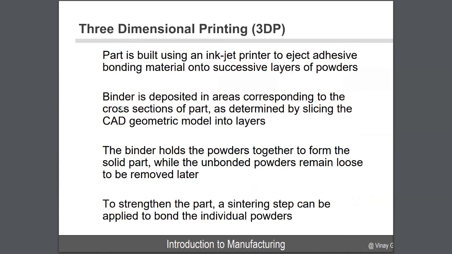There's another approach called three-dimensional printing, or 3DP. Here, what you're looking at is you're making a part and it's built using an inkjet printer, similar to what we discussed before. What it does is eject bonding material onto successive layers of powder. And that bonding material is causing the powders to fuse together. This binder is deposited in areas corresponding to the cross sections of the part, and is determined by slicing the CAD geometric model into layers. In this case, the binder holds the powders together, like I said before, it forms that part. And then the parts where you don't have the bond applied, which we call unbonded parts, those get removed.